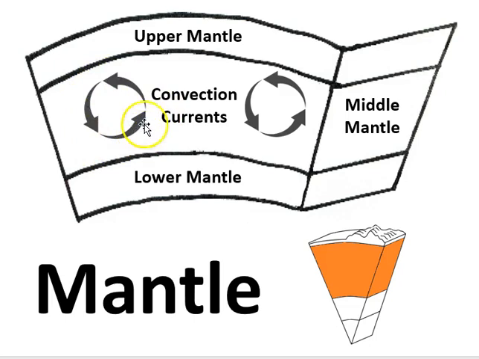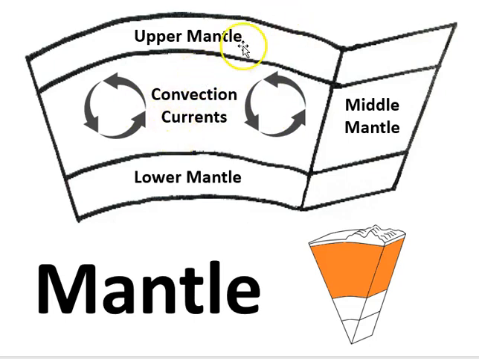And this forces a current, a circular current like this, where particles are moved from hot upwards, and then when they get cold they move downwards. Now these convection currents work then to churn up the mantle and move whatever is on top of it around.